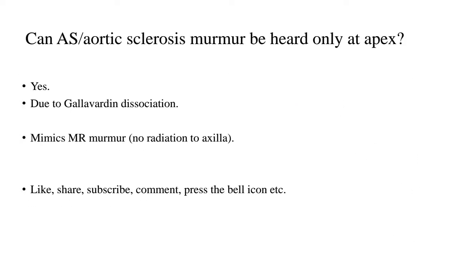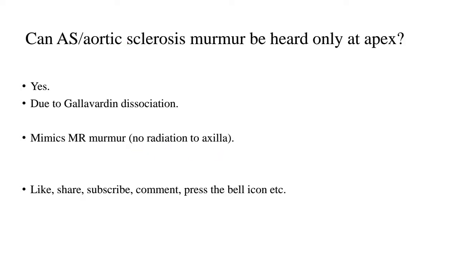So finally, can an aortic stenosis or aortic sclerosis murmur be heard only at the apex instead of its classical position at the base of the heart in the second intercostal space? Yes, and the answer is because of this Gallavardin dissociation. When you hear it only at the apex, this murmur starts mimicking the mitral regurgitation murmur. Of course, unlike MR, this murmur will not have any radiation to the axilla.